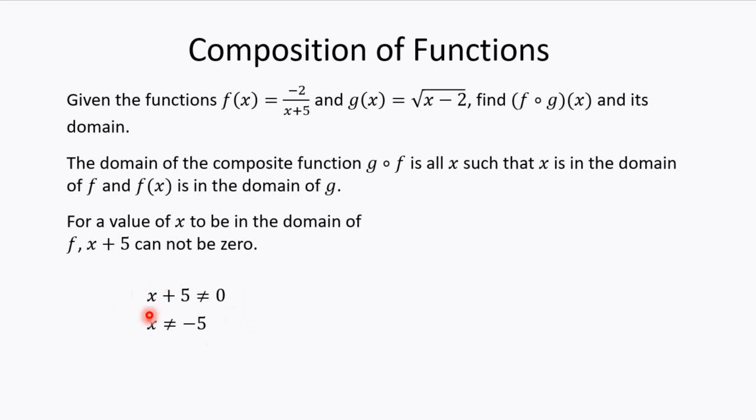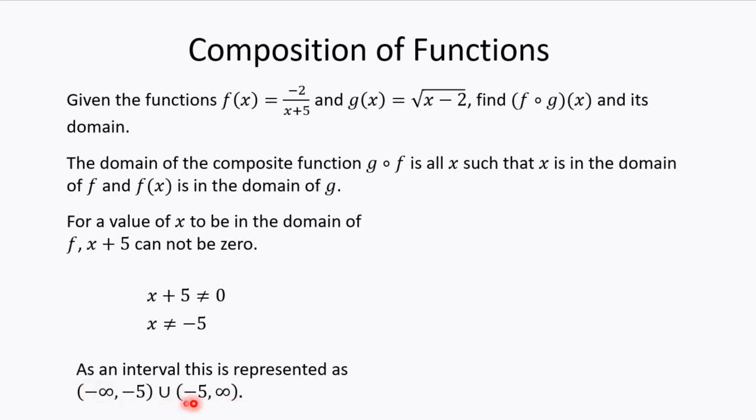And then I just describe this as an interval. It will be everything to the left of negative 5 union everything to the right of negative 5. So basically we're just excluding negative 5 here. This is every number except negative 5. Now I need to make sure that the value of f that I get is in the domain of g.